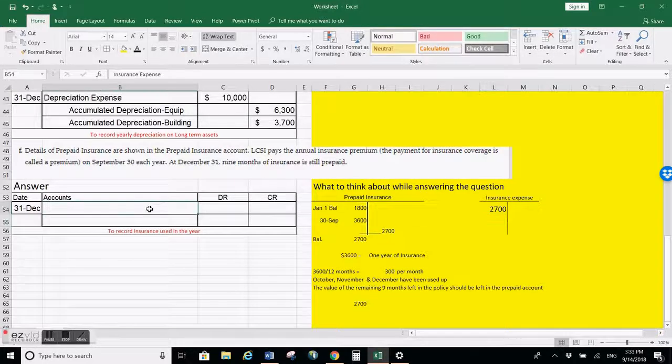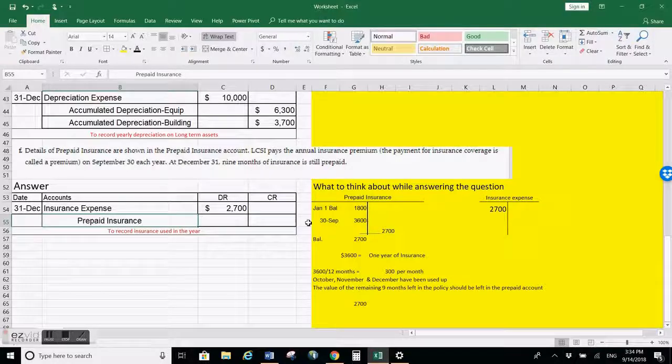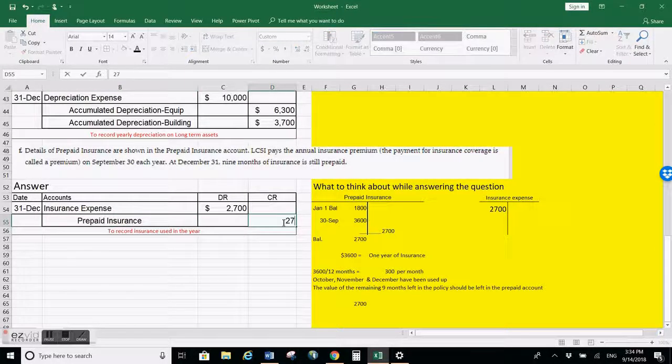All right, so let's do that. We're going to debit our insurance expense by $2,700 and credit our prepaid insurance by $2,700.